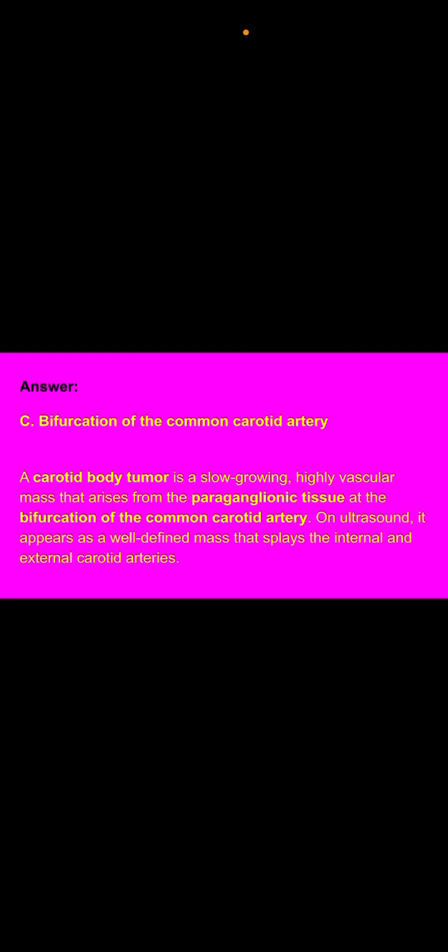C. Bifurcation of the common carotid artery. A carotid body tumor is a slow-growing, highly vascular mass that arises from the paraganglionic tissue at the bifurcation of the common carotid artery. On ultrasound, it appears as a well-defined mass that displaces the internal and external carotid arteries.